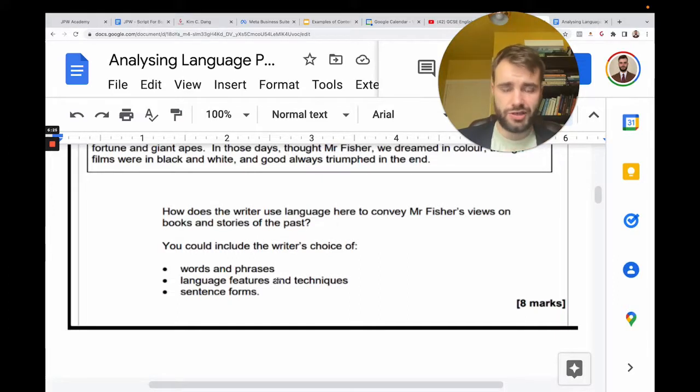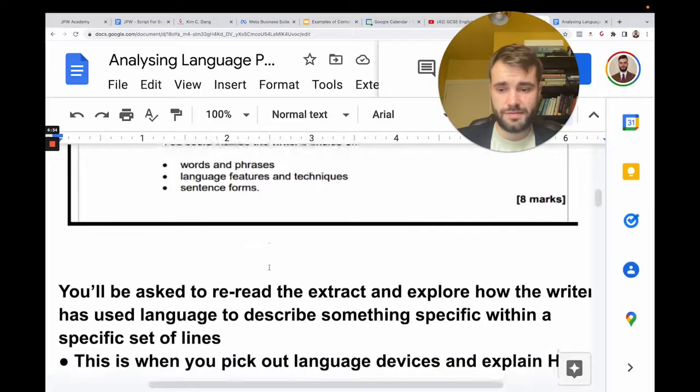You're going to write only 2 paragraphs with this question. You only need to get 8 out of 8. You don't need to tick off all 3 of those things. They're only suggestions, and they said could, not should, or even must.